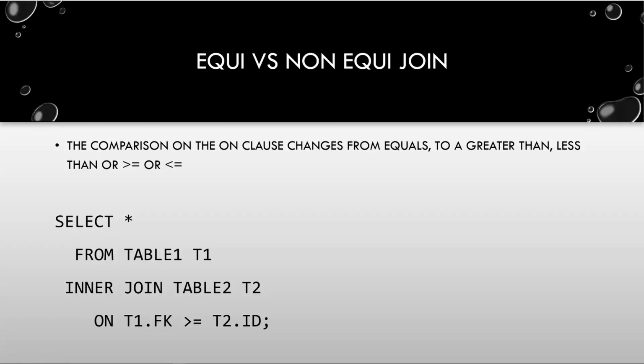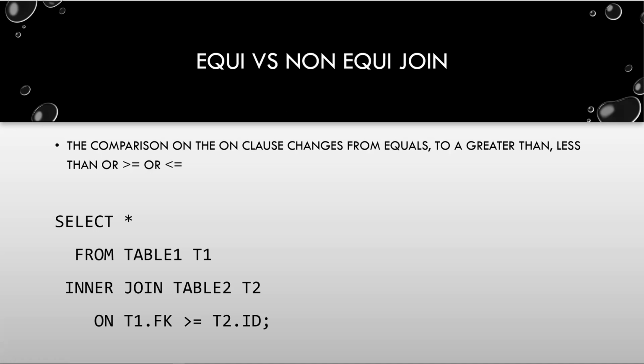Next, we're going to take a look at equijoins versus non-equijoins. And everything that we've looked at so far has had an equals in the join predicate or in the where clause. Well, I guess the where clause has just been null or is null or not null.